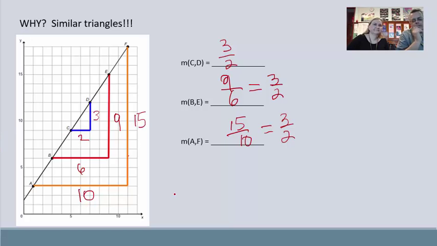One thing I want to point out: these triangles are not congruent, but they are similar. That's a property of similar figures, and we'll see that later. If you take the ratio of the sides of similar figures, the ratios are always the same. So 3/2 equals 9/6, which equals 15/10. The reason this is true about slope is because of similar triangles. All right, let's see what we've got next.